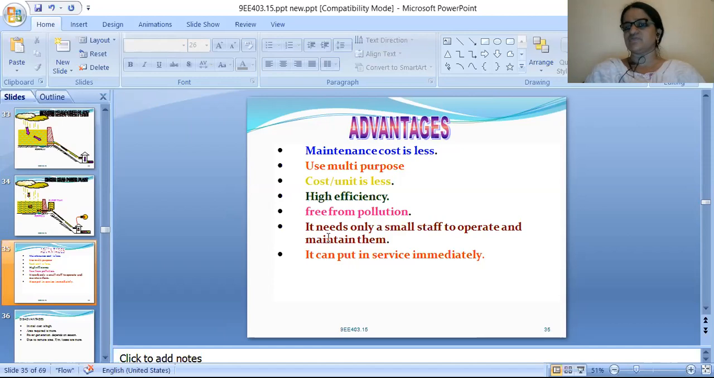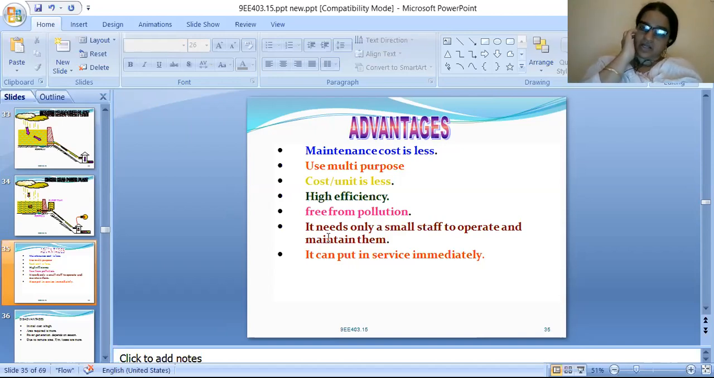It can be put in service immediately, right? I told you that it is a peak load power plant. Put in service immediately means coal will not come like this. Why? Because first, coal should be stored, and it should be pulverized. And after pulverization, these fine pieces of coal should be passed into the boiler.